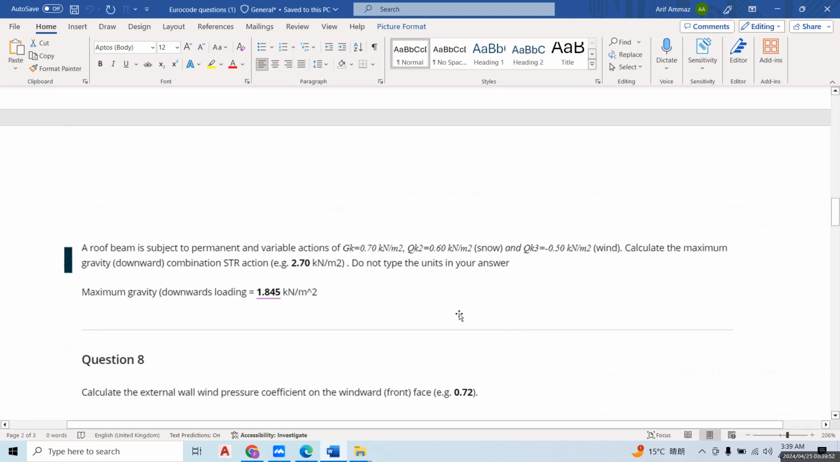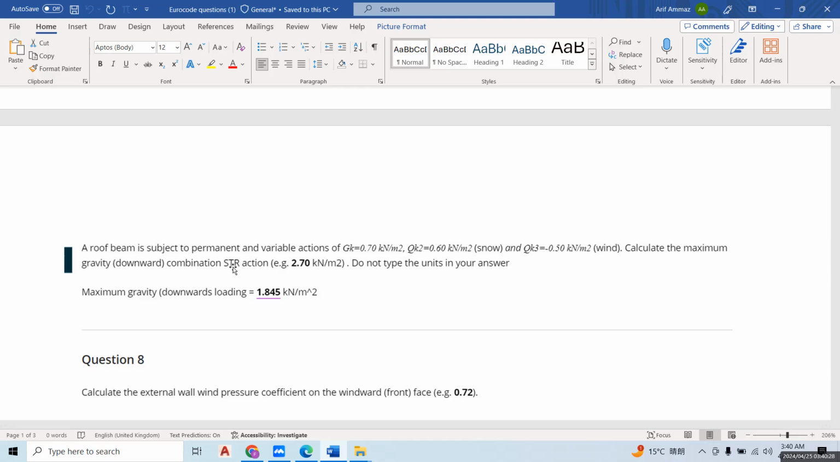He said that a roof beam is subjected to permanent and variable actions, GK is here, QK is here like a snow load, and wind load is this one. So calculate the maximum gravity downward combination of the section. I think it is like an SLS action. I think he wrote it by mistake as SLX action.